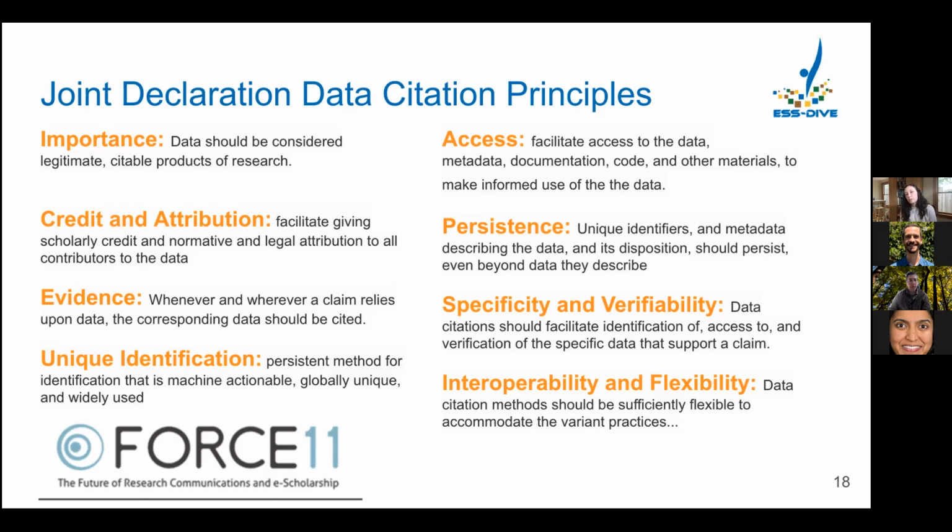Citations also provide clear access to evidence. Whenever we have a claim that relies on data, we provide a citation. And what we want to do with citations is also to promote interoperability and flexibility. So our data citation methods should really be flexible so that we can accommodate variant practices. And we're really used to this in the journal publication world when we publish papers, because every journal has a slightly different citation format.